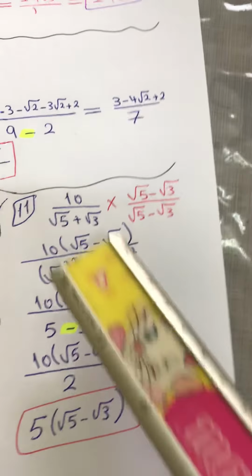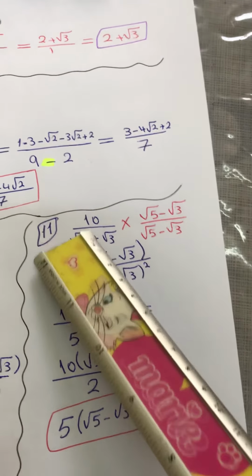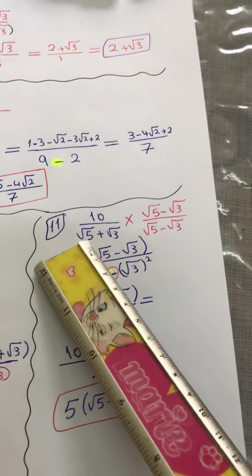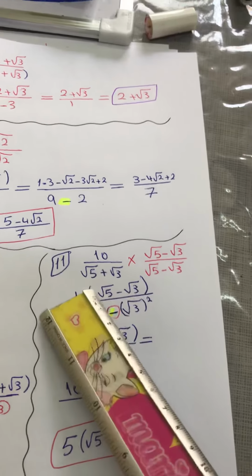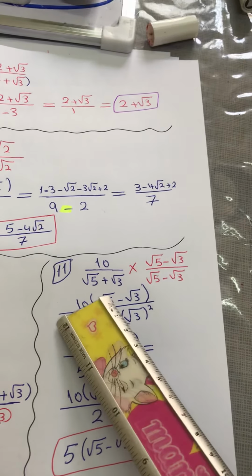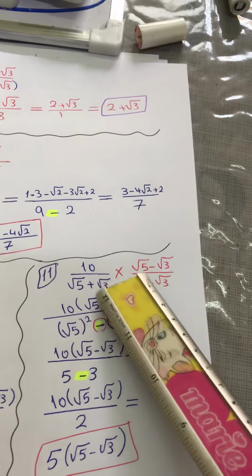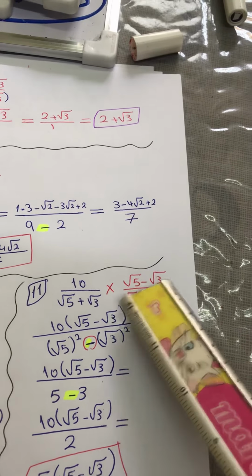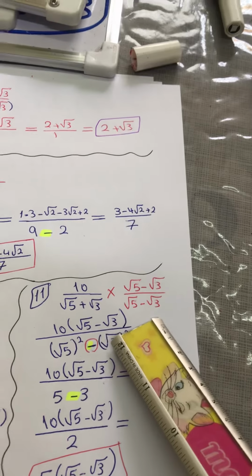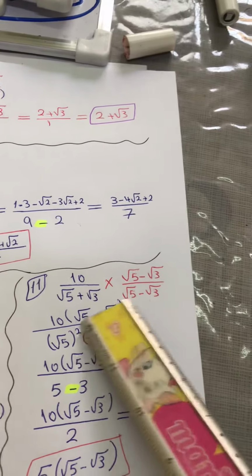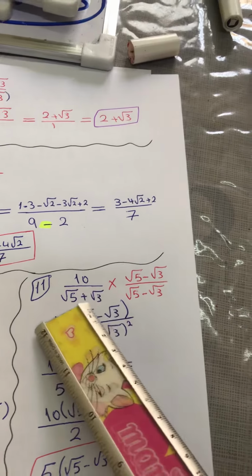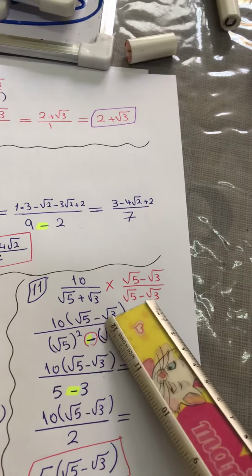Question number 11, very easy. As you see, I have 10 over square root of 5 plus square root of 3. I have here 2 square roots, no problem. Between them, multiply by square root of 5 minus square root of 3 up and down. The aim is to find the brackets here, the expression like there, but plus here and minus there.